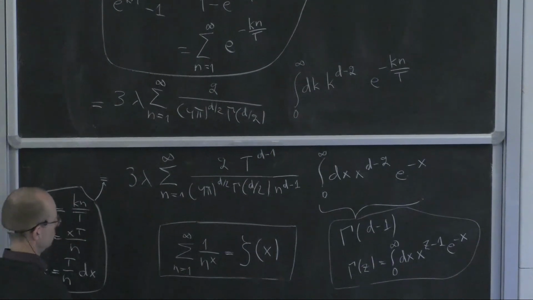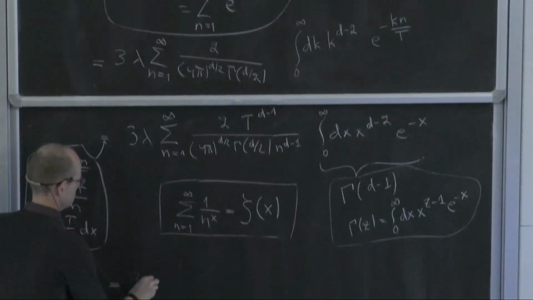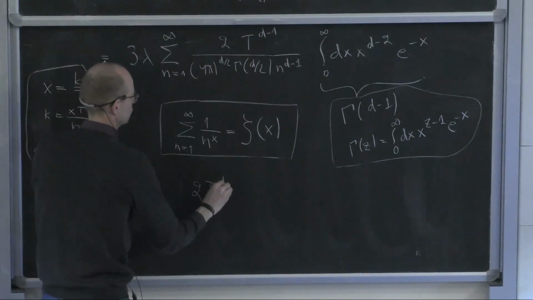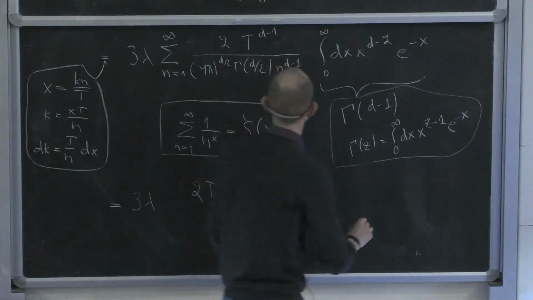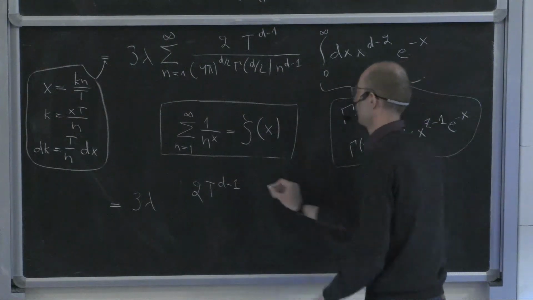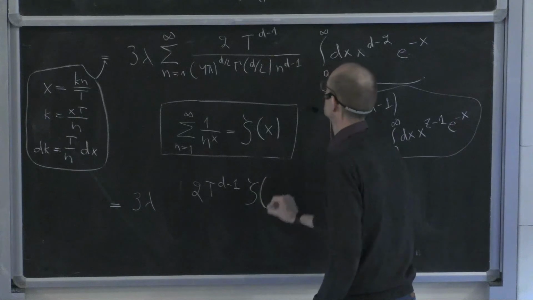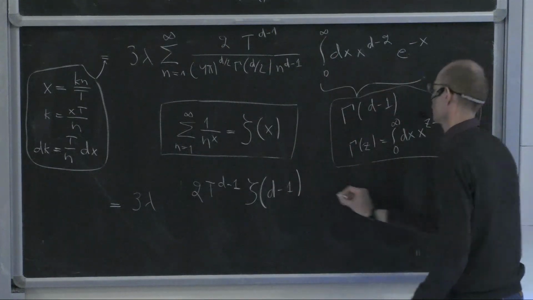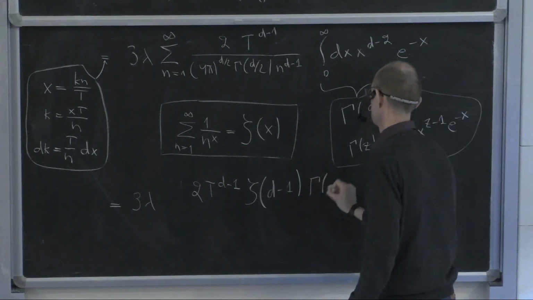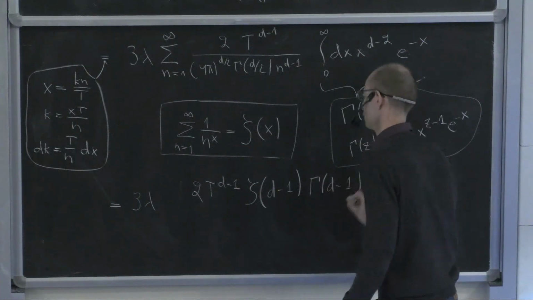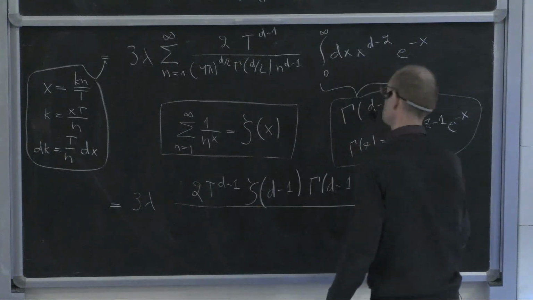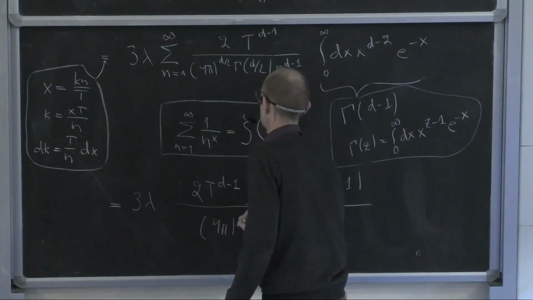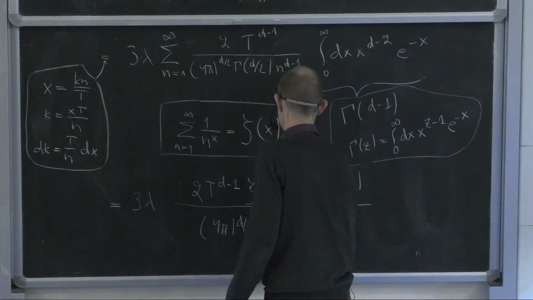So what have we got? We have 3 times lambda, 2 times t to d minus 1. Then from the sum, zeta d minus 1. From the integral, gamma d minus 1, and then downstairs 4 pi to d half gamma d half.